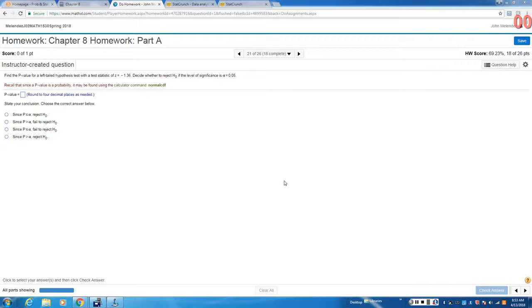Okay, so we have this one right here. It says find the p-value for a left tail hypothesis test with a test statistic of negative 1.36. Decide whether to reject the null hypothesis if the level of significance is alpha of 0.05. Recall that since a p-value is a probability, it may be found using the calculator command normal CDF.